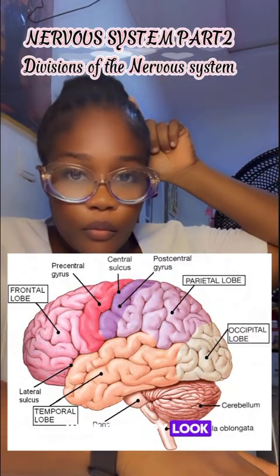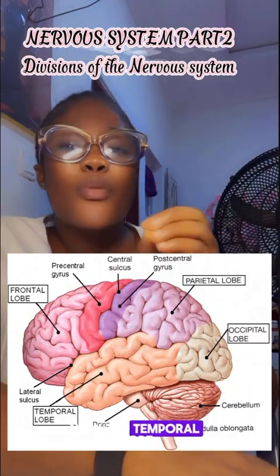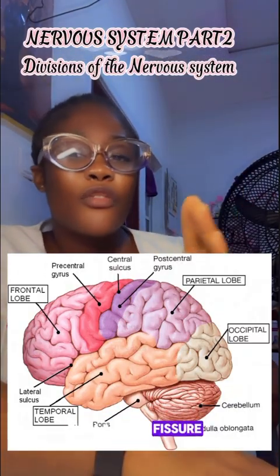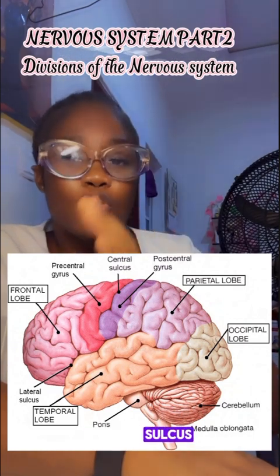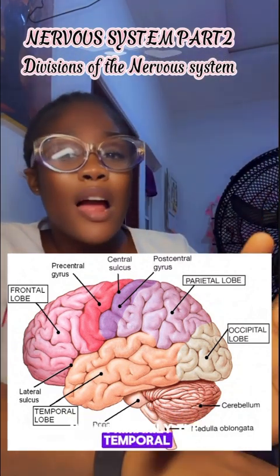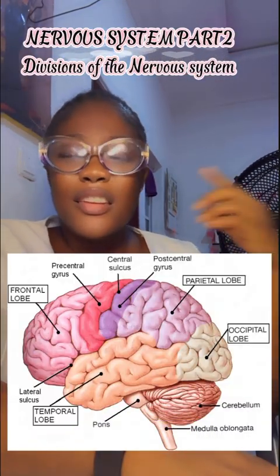That thing that makes you feel that pain is coming from where? Your parietal lobe. Now we go over to the next one, which is the temporal lobe. The temporal lobe is separated from the frontal lobe using what? The lateral fissure, or you call it the lateral sulcus. Primarily, the temporal lobe is responsible for memories, emotions, and hearing.